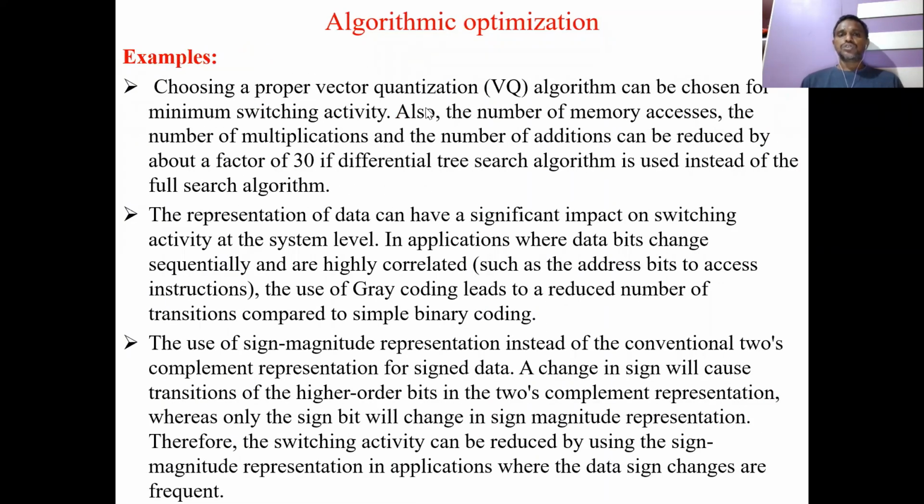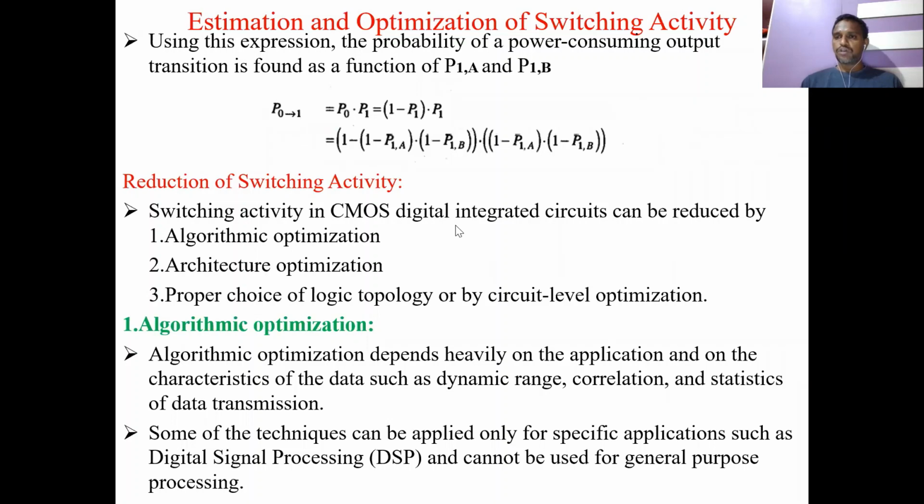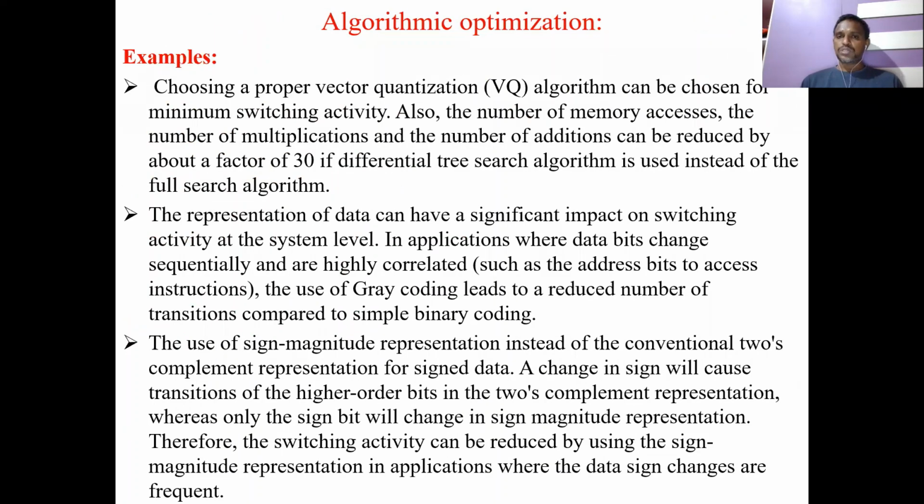Okay, so next we'll go with glitch reduction. This is about algorithmic optimization. In this one, we have seen that the proper selection of algorithm is important to optimize the switching activity. The very important thing is data representation, and how the proper selection of the process is required for data representation. For that we have given two examples: gray code and binary code comparison, and sign magnitude representation and 2's complement representation.